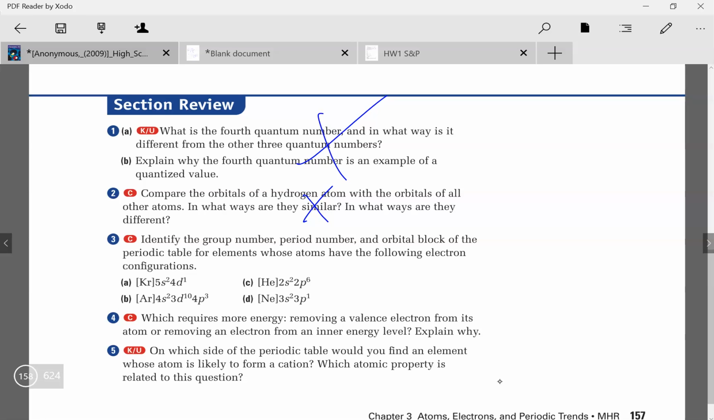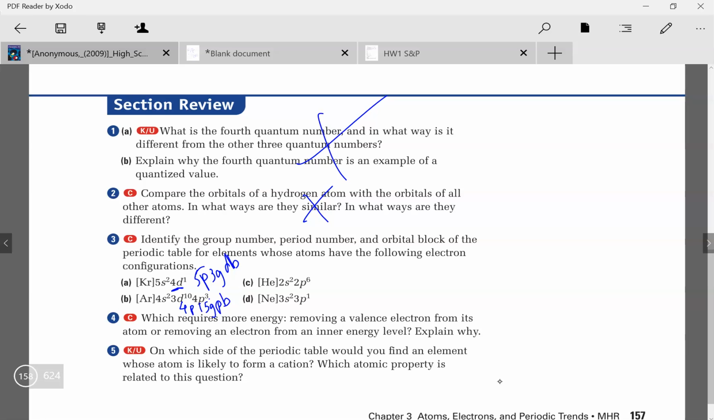So 5s2 4d1. So this is a 5th period, 4d1. That means it's a 3rd group. And this is a D block. Here we have a 4th period. Here that means that's a 15th group, P block.